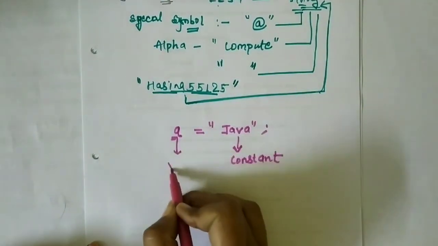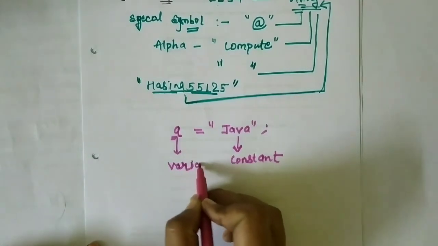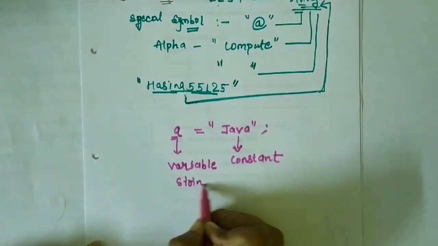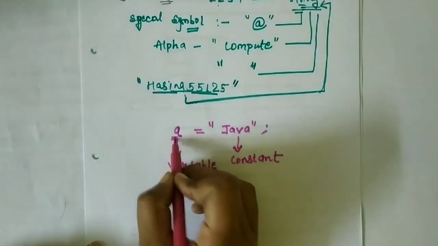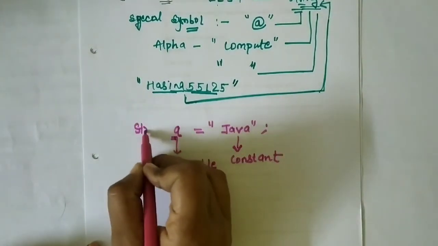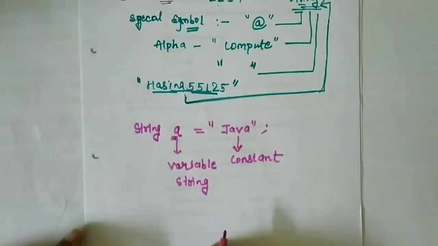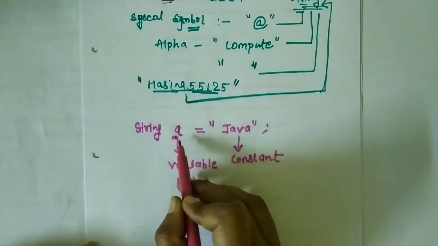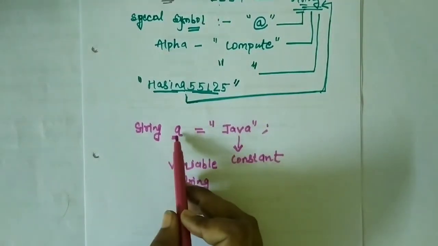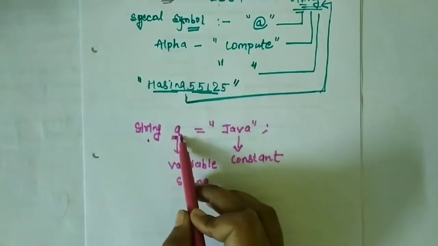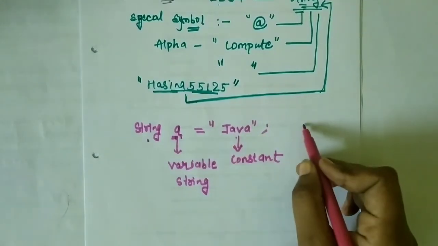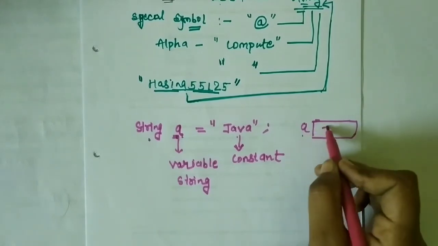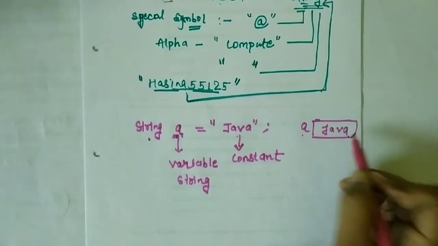A is a variable. Which type of variable? A string variable. And what is the data type of A? The data type of A is string. This is the syntax of assigning a string to a variable. So here A is a string and the value of A is Java. That means in memory, one box is created, A, which stores the value Java.